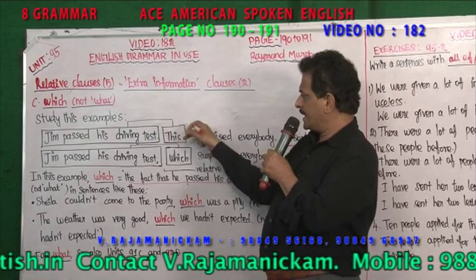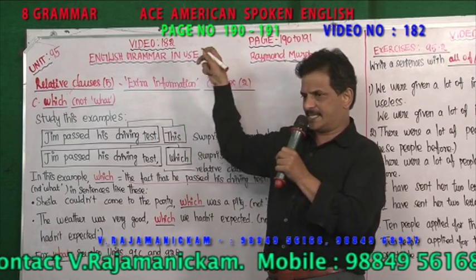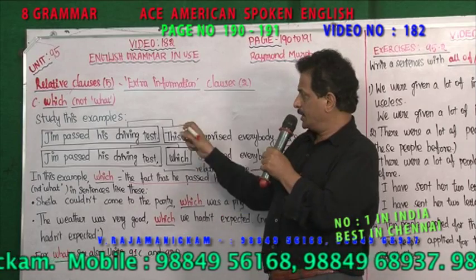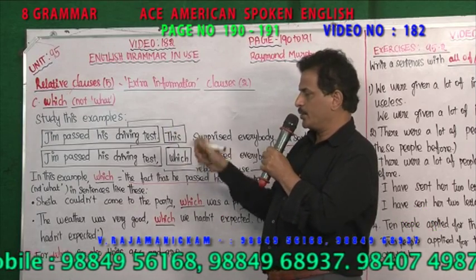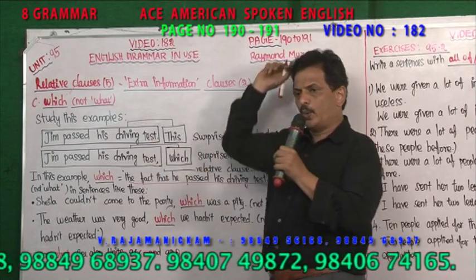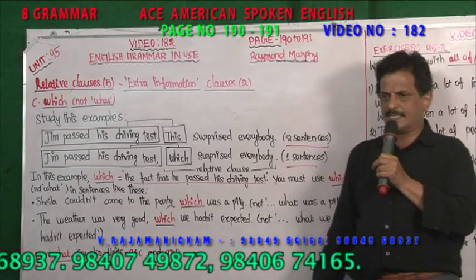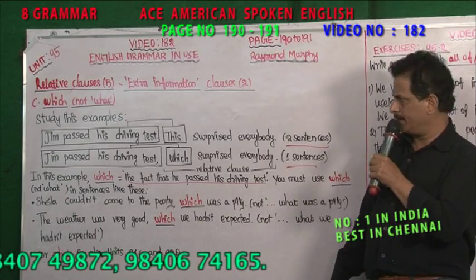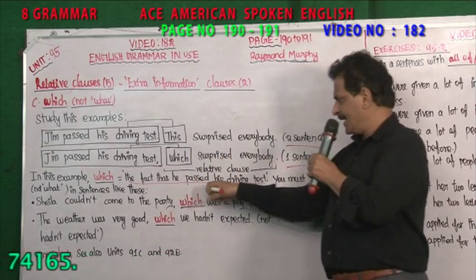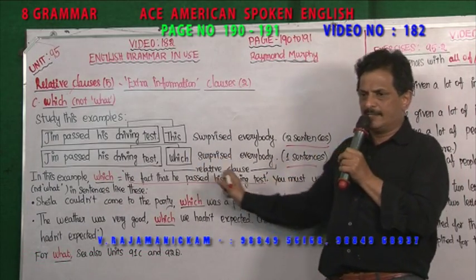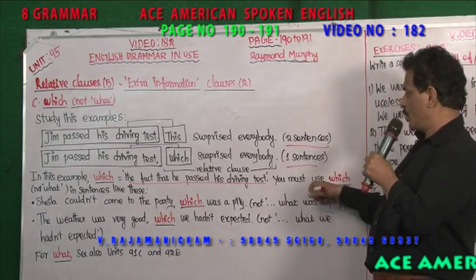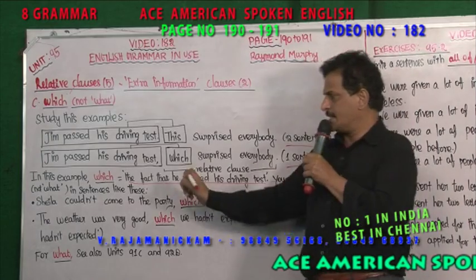The entire sentence is put in one word, this. Right? So this and which become pronouns. When you have a separate sentence, you are using this. When you are connecting these two sentences, you are using which. Are you able to understand, sir? See here, in this example, which means the fact that he passed his driving test, right? Fact means the truth, that he passed the driving test. You must use which in sentences like this.